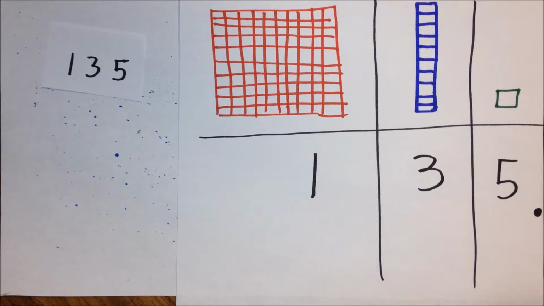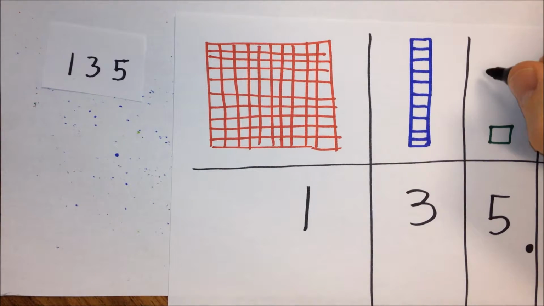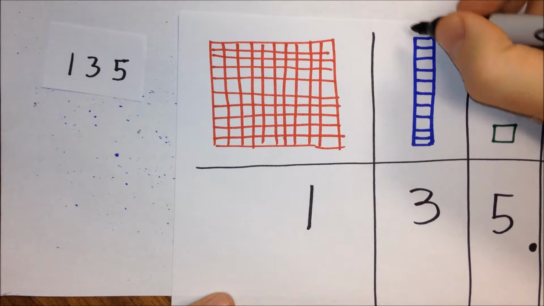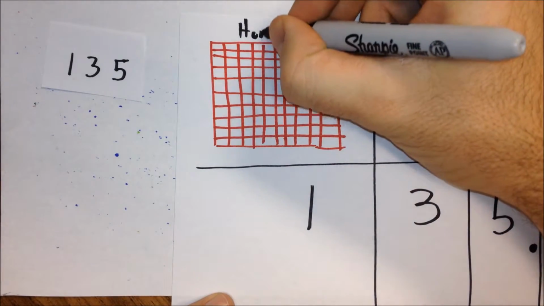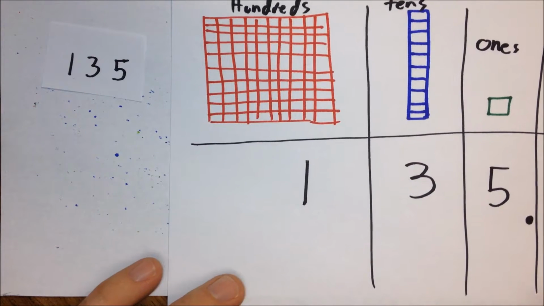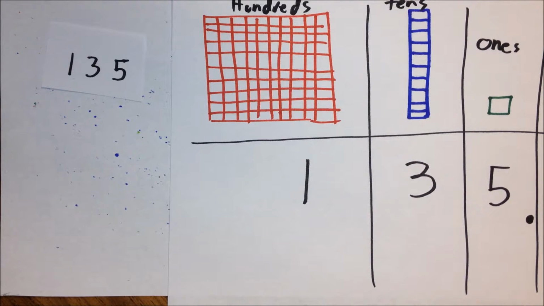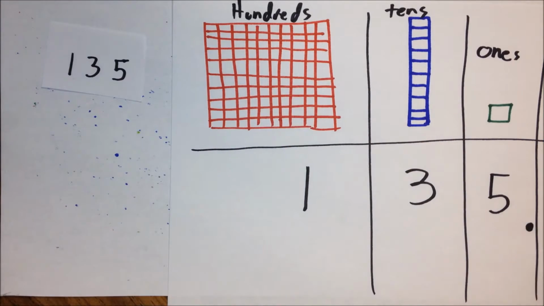And then you see that if we think of these in columns, we notice that we have a ones column, a tens column, and a hundreds column. And our number 135 simply tells us how many ones we have, how many tens we have, and how many hundreds we have, and we group them all together to give us our number.